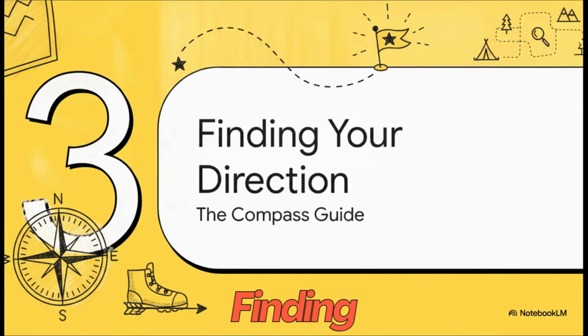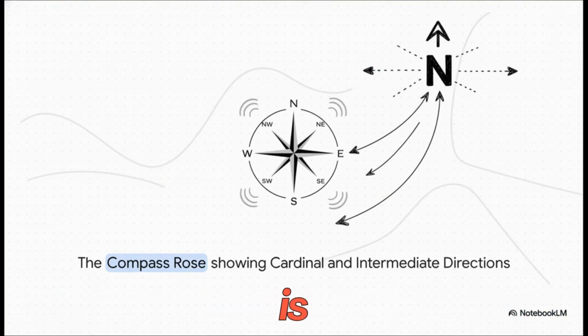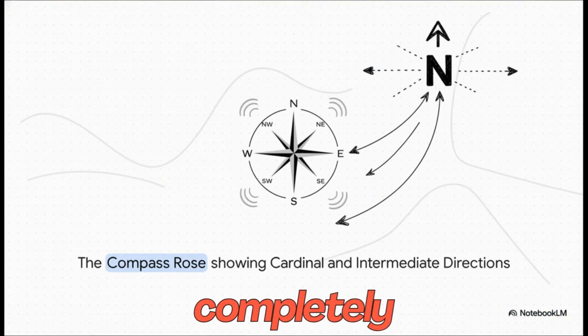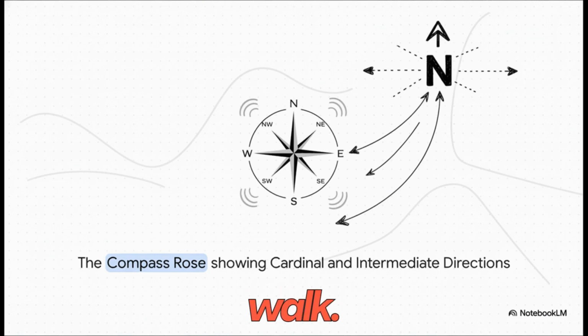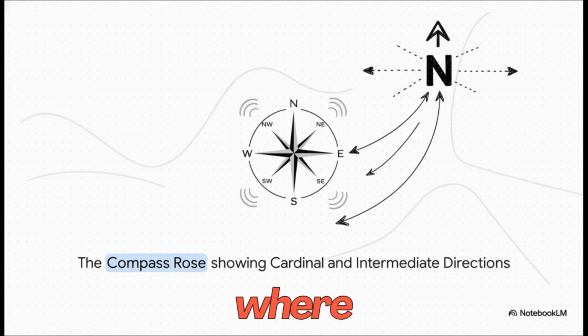Section 3. Finding your direction. Knowing the exact distance to your destination is great, but let's be honest, it's completely useless if you don't know which way to walk. Direction serves as our guide, orienting us in the world. And that's where the beautiful star-like figure known as the compass rose comes into play.